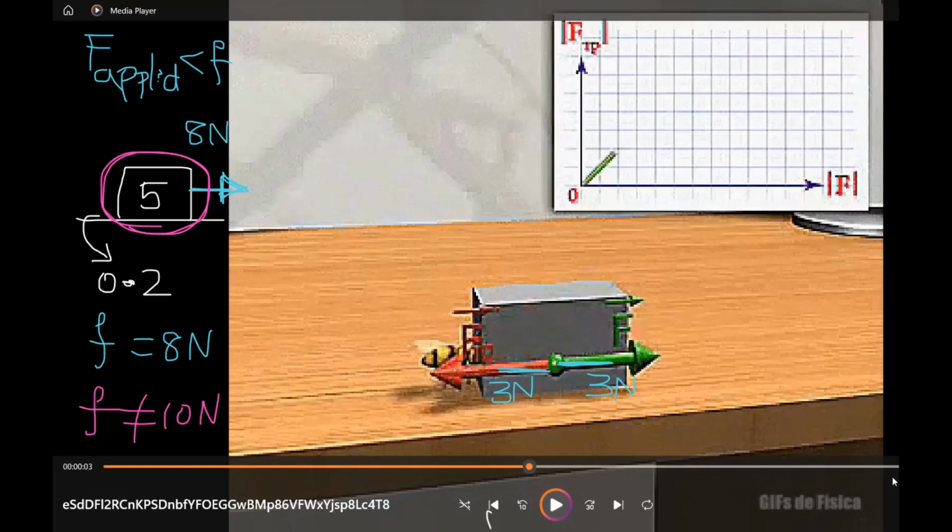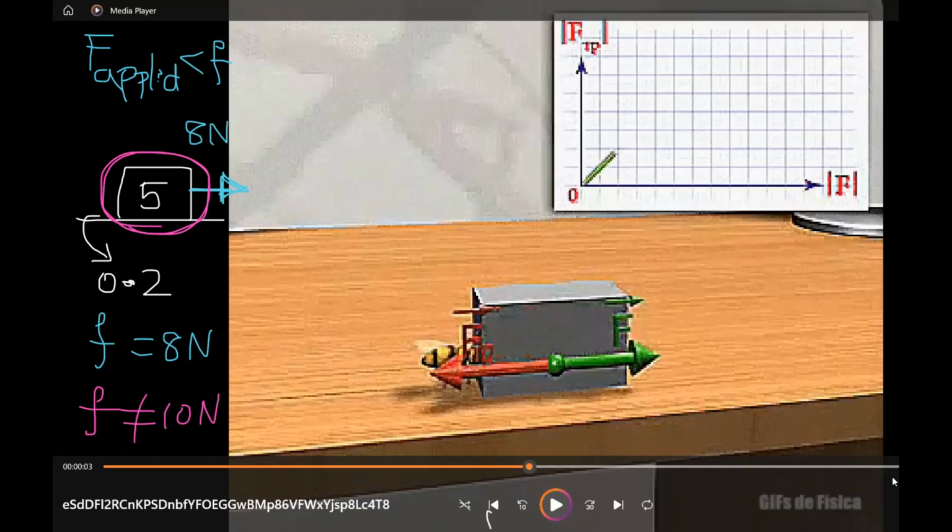How much applied force did I give? 8 Newton. So friction force will be 8 Newton only. Why? Because it is not moving. How do you know it is not moving? Because the applied force doesn't surpass 10. Friction force is 10 Newton and you are applying 8 Newton. How will it move? It won't move.